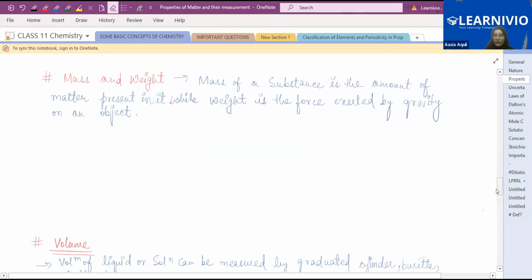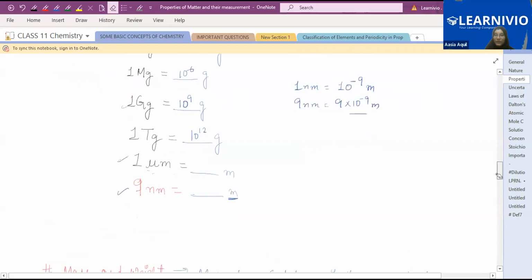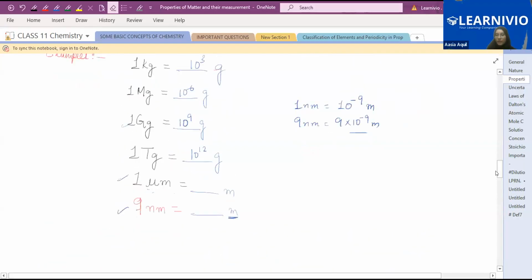Okay, now the next topic is mass and weight. First tell me, is there any difference between mass and weight? Are mass and weight the same or different?